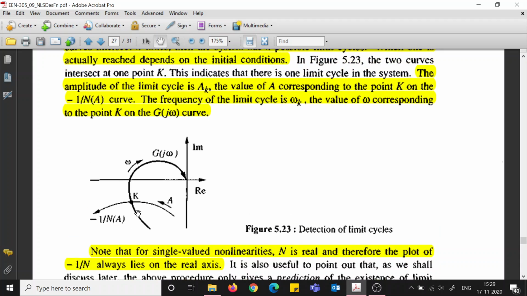So in figure 5.23 they intersect at this point k. We have to check the value of a, which is ak, and the value of omega, which is omega k. So the amplitude of the limit cycle would be ak, and the frequency of the limit cycle would be omega k. It is not the amplitude of the input. The amplitude of the limit cycle is ak, and the frequency of the limit cycle is omega k.